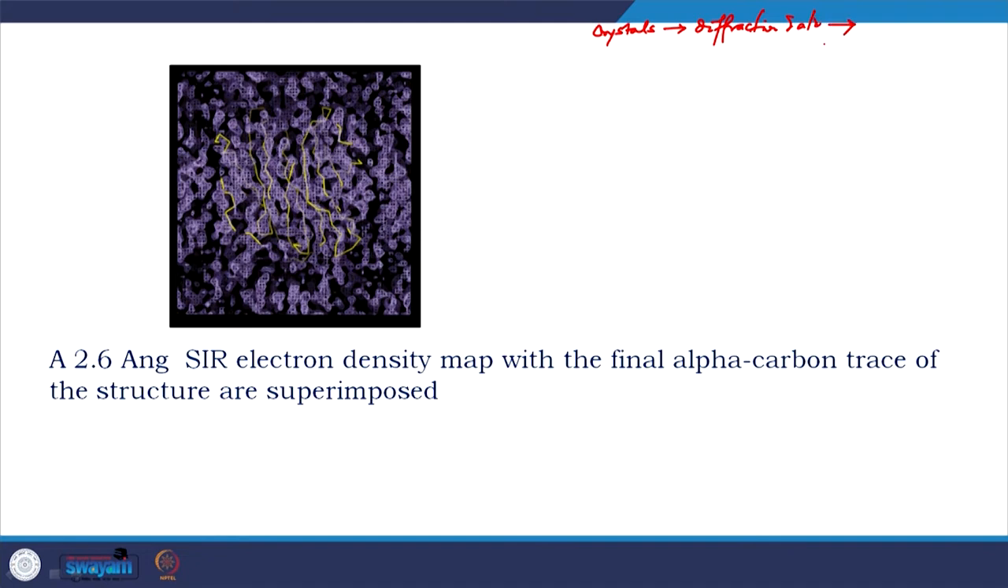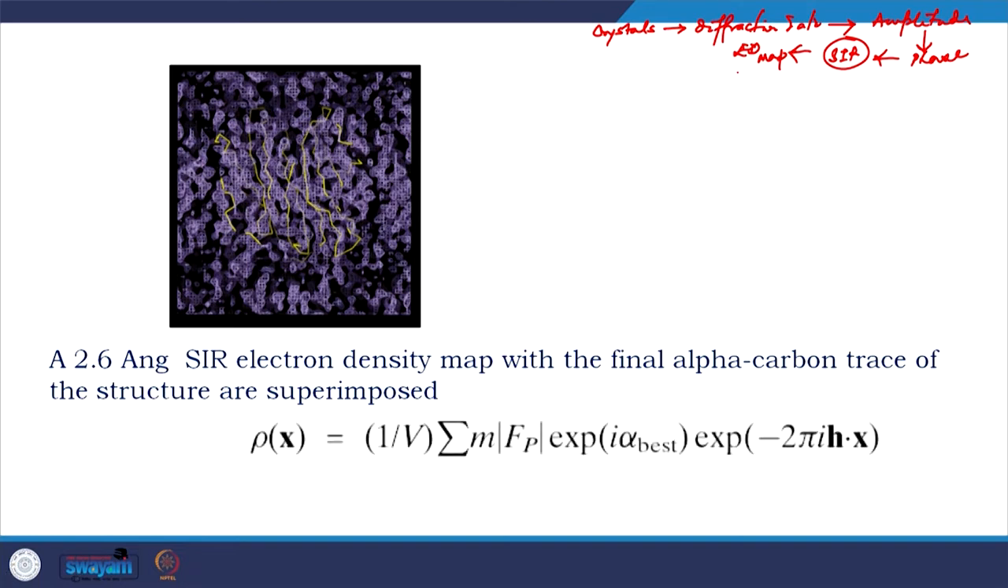Now, we try to solve it, we got amplitude, but we did not get what? The phase. Now, we are putting single isomorphous replacement and we get the ED map, electron density map, right? This is a 2.6 angstrom resolution density map.